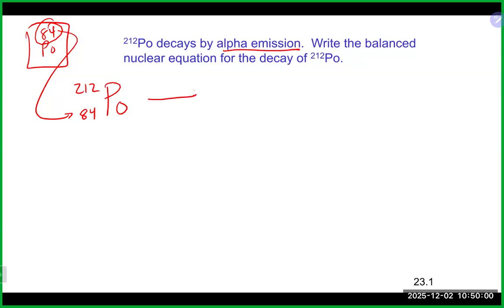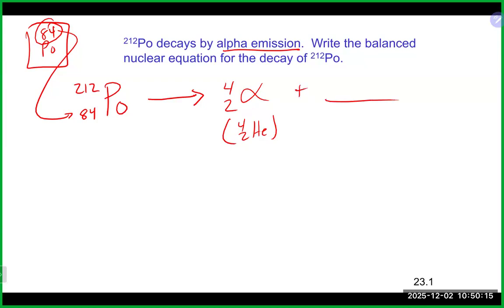So again, that's going to be on the product side. We know for sure we have an alpha particle. And again, you can use the alpha symbol here. You could also use the helium symbol if you wanted to. That's perfectly fine, whichever one you want. At this point, we're now looking for what's missing.